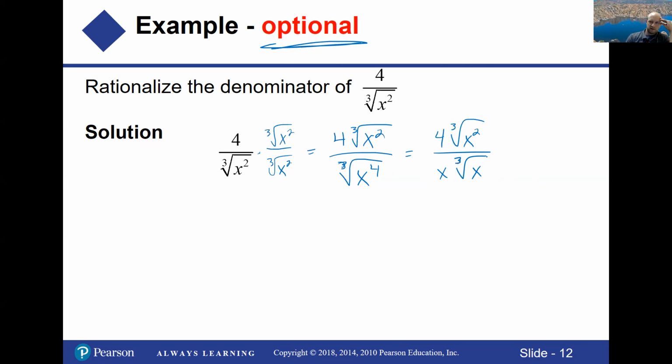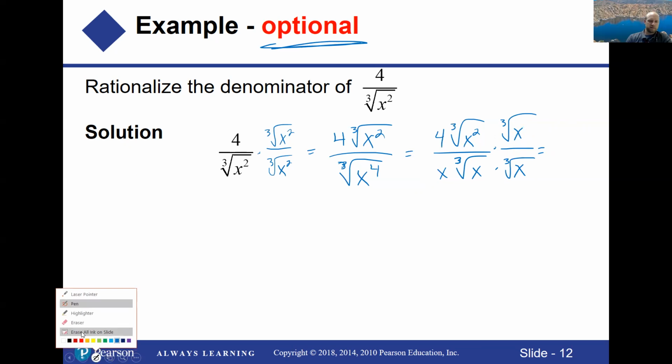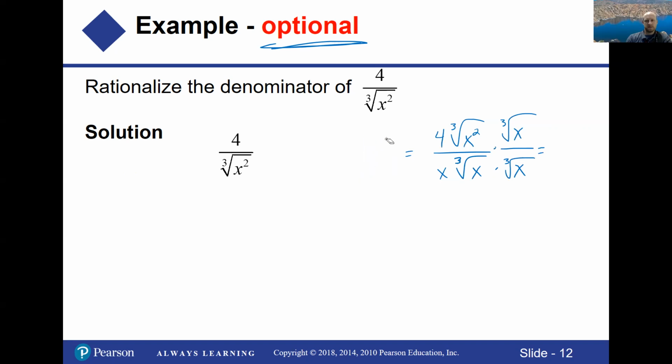Actually, you know what? I am going to keep going with it. So I would rationalize it again by multiplying it by the cube root of x. But then this guy, I don't have radicals up here, so I can't multiply these together. So that's where we come into a problem. So let me erase all of this.